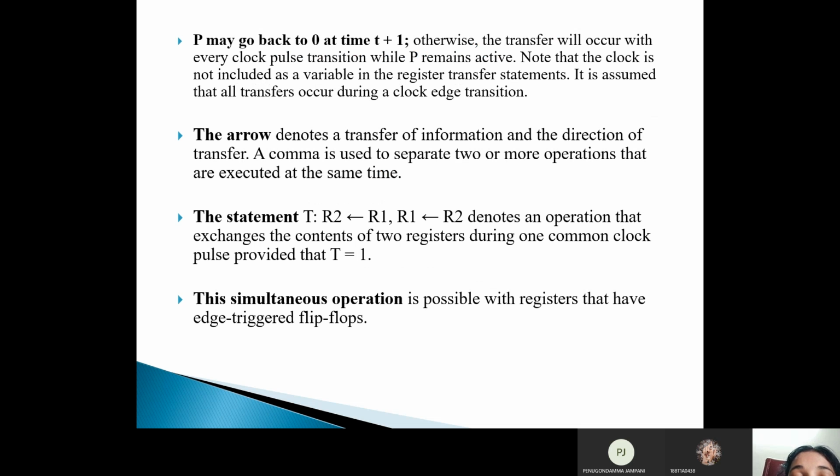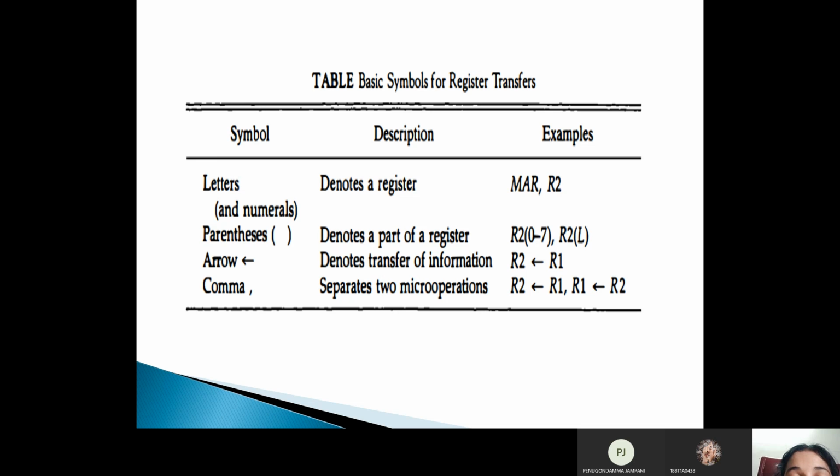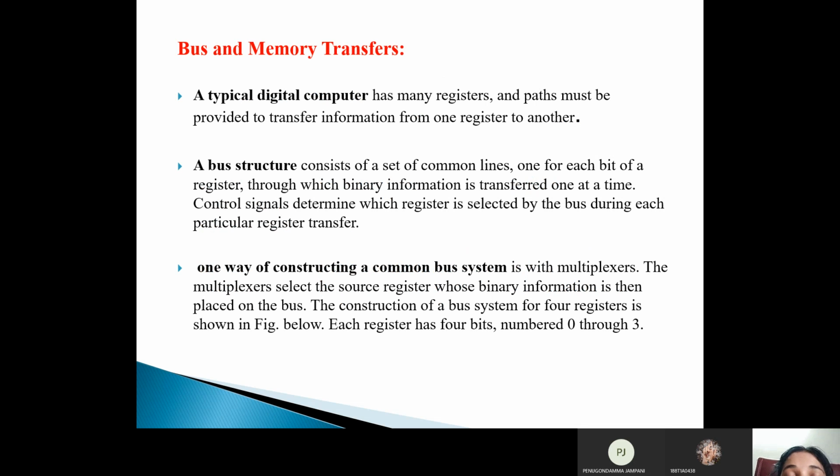Now I'm going to discuss bus and memory transfer. So what is meant by bus and memory transfer? We have many registers, and paths must be provided to transfer information from one register to another. In order to transfer information from one register to another, we have many registers and paths. So that is called a typical digital computer. A bus structure consists of a set of common lines.